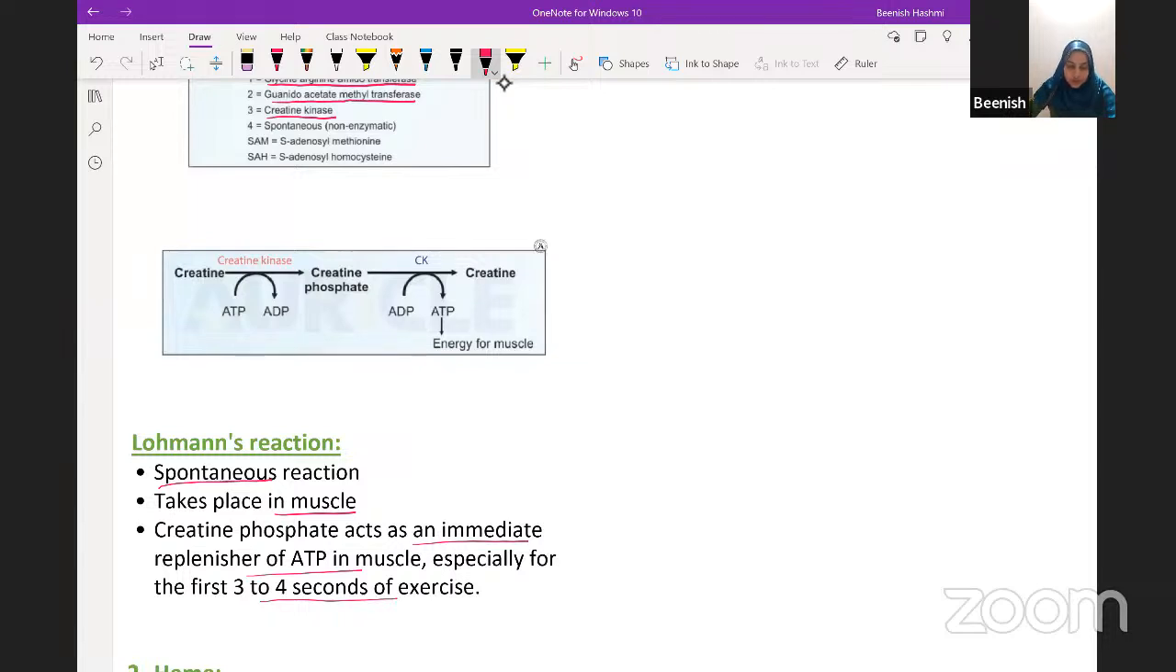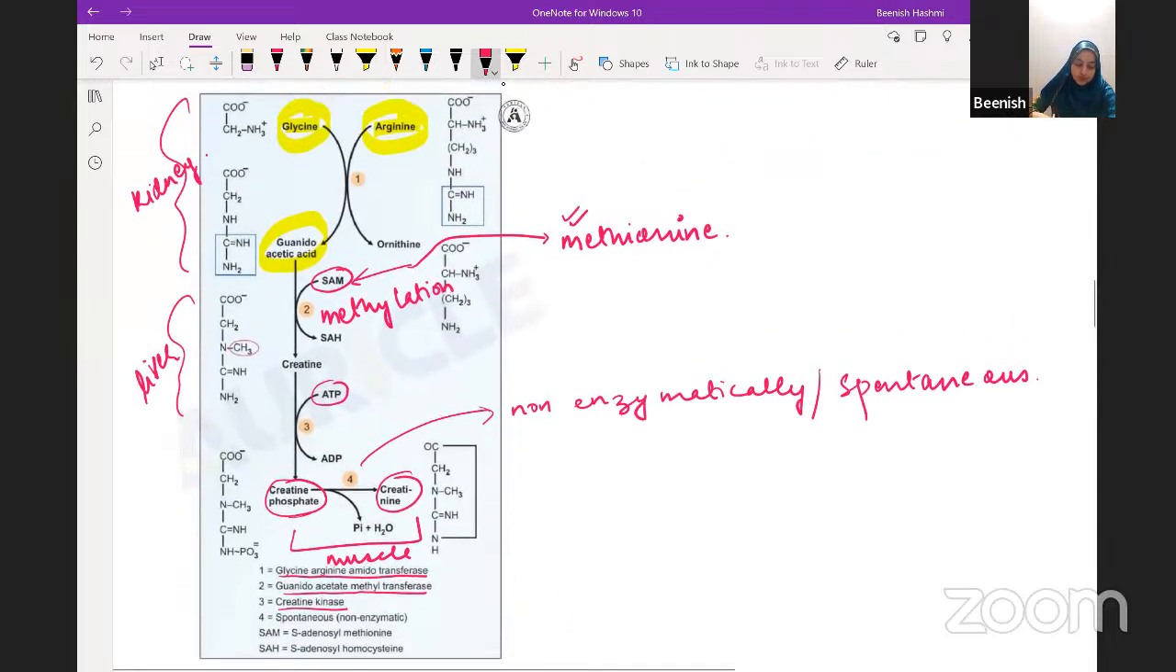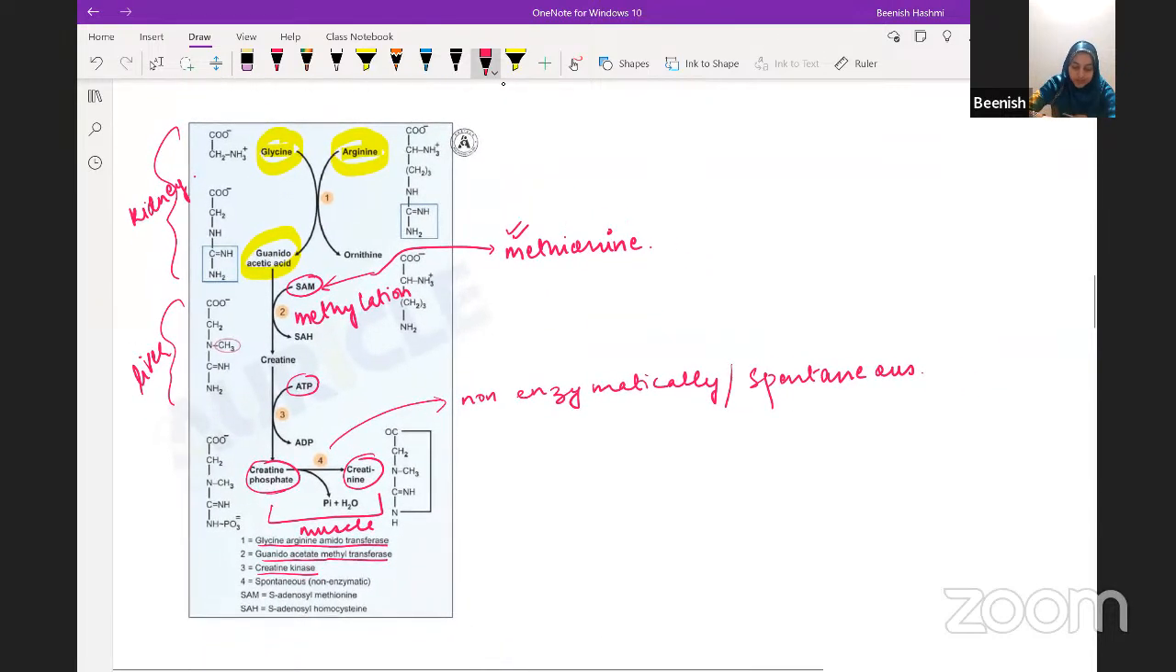Okay. So, this is Lohmann's reaction. Sometimes you might get a question like: guanidinoacetic acid is formed in. That is why I'm telling you the locations for creatinine synthesis, because it is partially taking place in the kidney, liver, and the muscle. So the question might be: your guanidinoacetic acid is formed in, your Lohmann's reaction is taking place in. So the places are different.